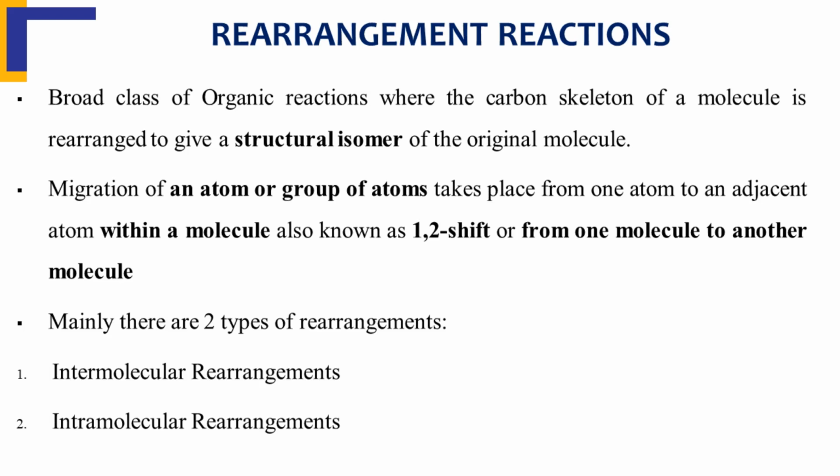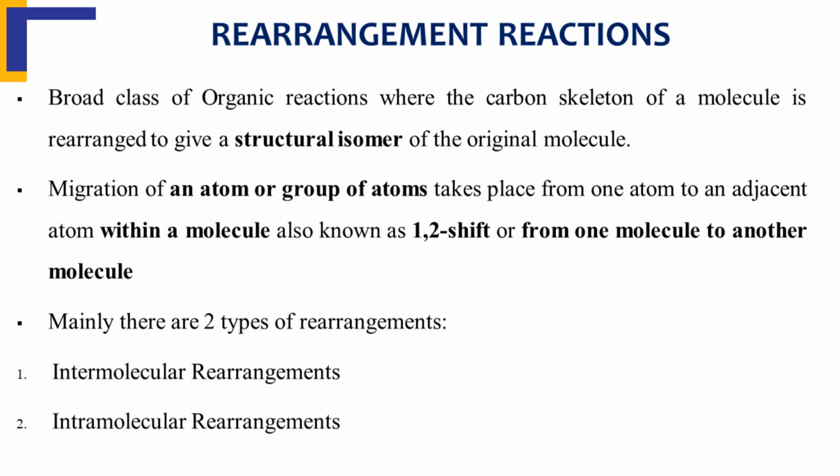Students, before discussing them one by one, let's understand what rearrangement reactions are first. Rearrangement reactions are a broad class of organic reactions where the carbon skeleton of a molecule is rearranged to give a structural isomer of the original molecule. This involves the migration of an atom or group of atoms from one position to another within the same molecule or from one molecule to another.